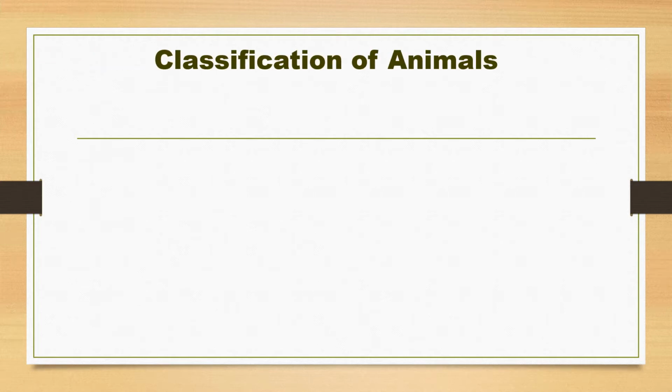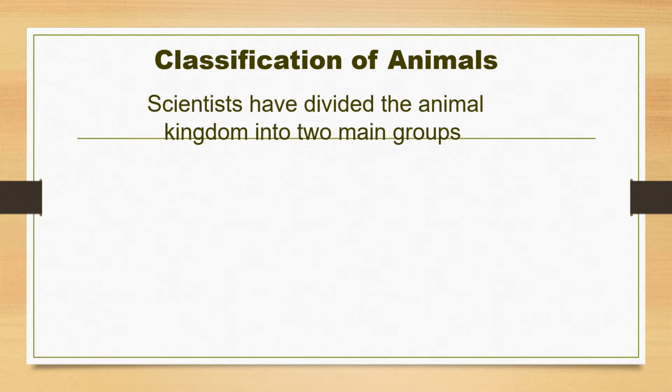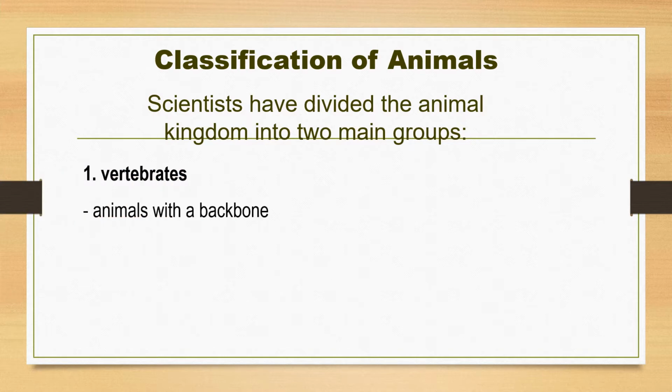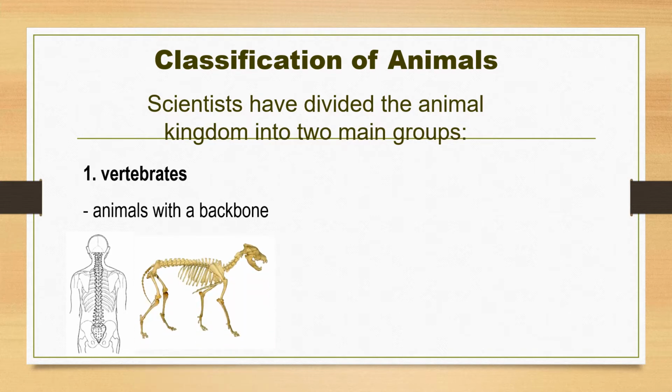Classification of animals. Scientists have divided the animal kingdom into two main groups. The first group is the vertebrates. What do you mean by vertebrates? Animals with a backbone. Now let us see some examples. So we have the human being, who has a backbone. What else? We have also the dog, having a backbone. So any animals having a backbone are called vertebrates.